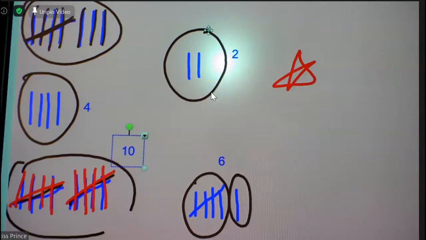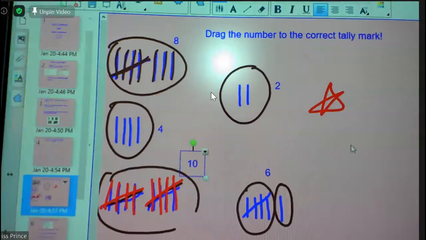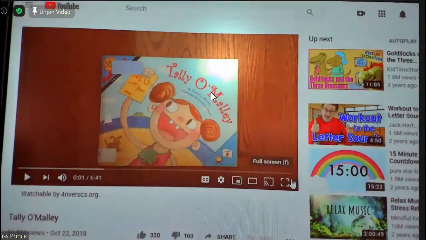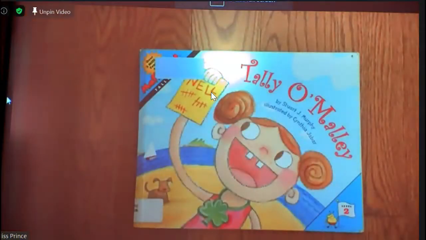All right, we have our read aloud. But this read aloud, boys and girls, has to do with math, and it has to do with tally marks. Let me show you. It's called Tally-O-Mally.